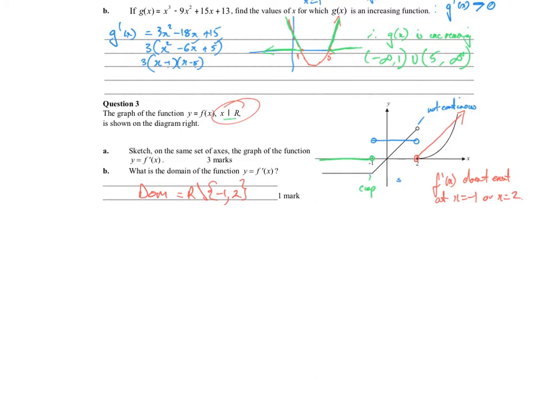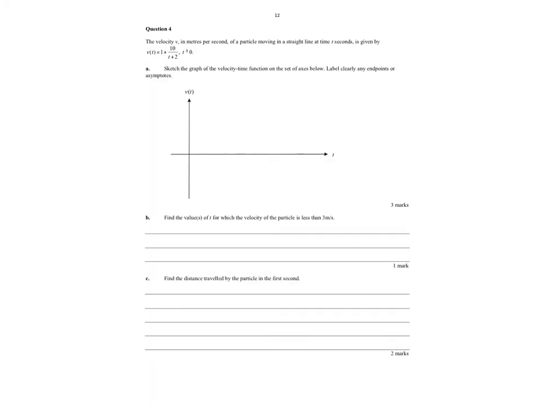Next page. Right, the velocity in meters per second of a particle moving is given by, sketch the graph of the velocity time function, clearly label any endpoints. I'm assuming that's t is greater than 0 there. So we've got 10 over t plus 2, plus 1.